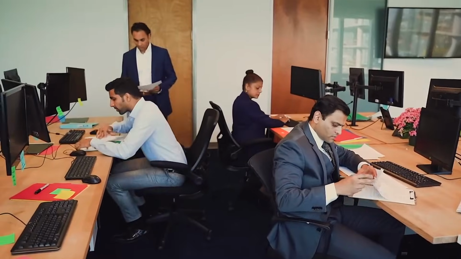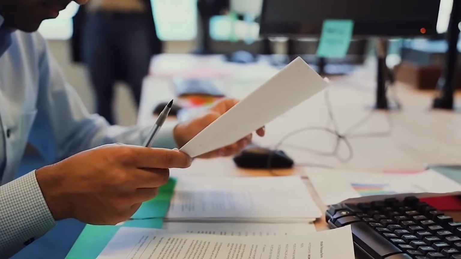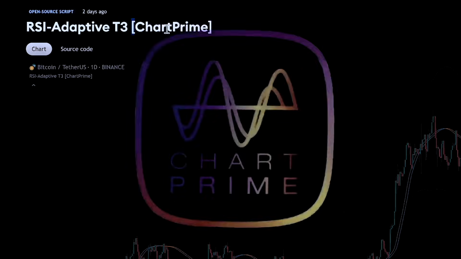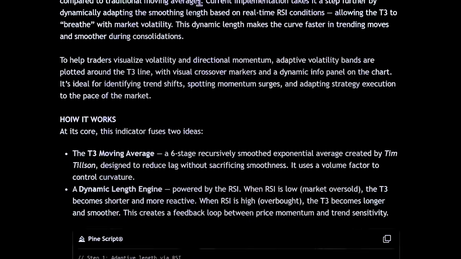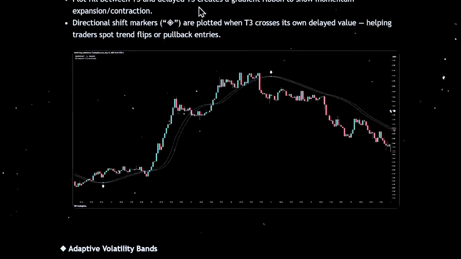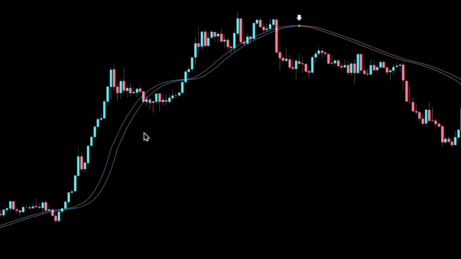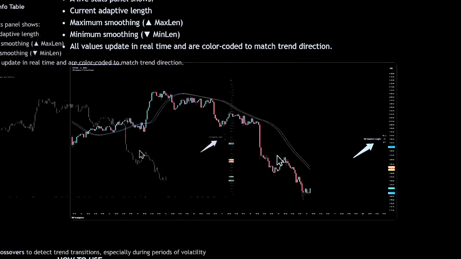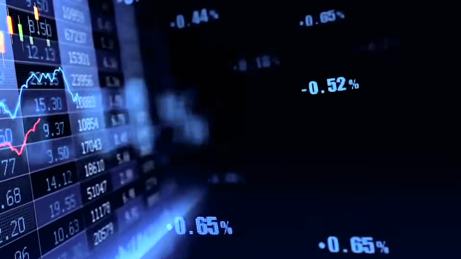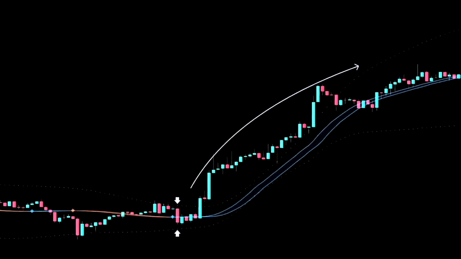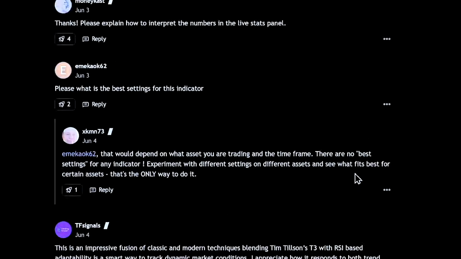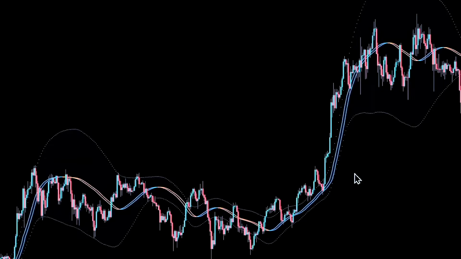Today we're exploring a fascinating tool known as the RSI Adaptive T3, developed by the team at TradingView. This indicator is quite clever, designed to enhance your ability to track market trends with greater accuracy by dynamically adapting to the market's fluctuations or stability. We'll delve into its mechanics, how it merges the renowned T3 moving average with the strength of RSI, and ways you might incorporate it into your trading strategy.